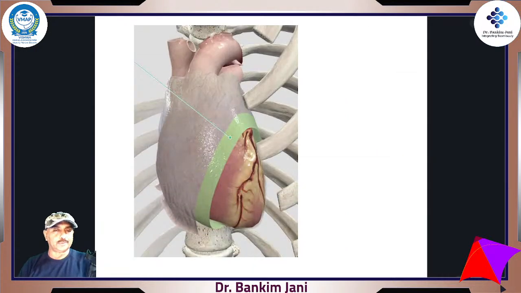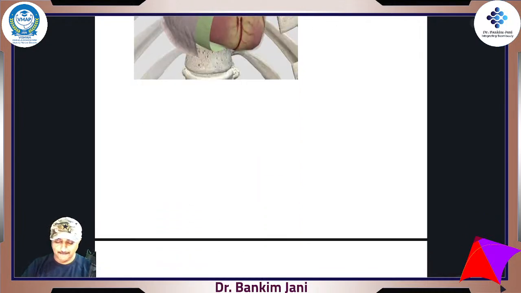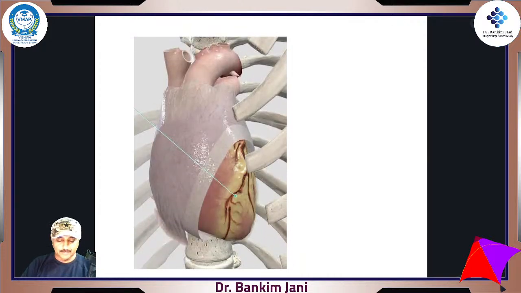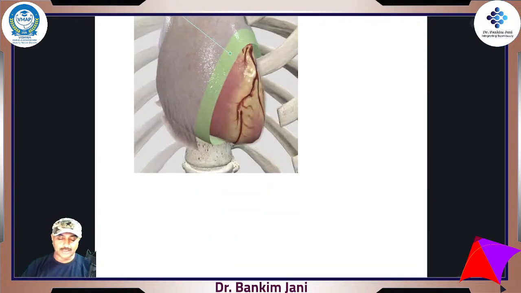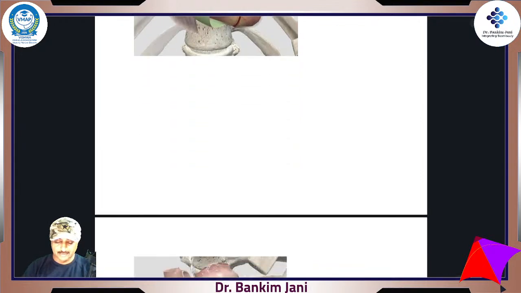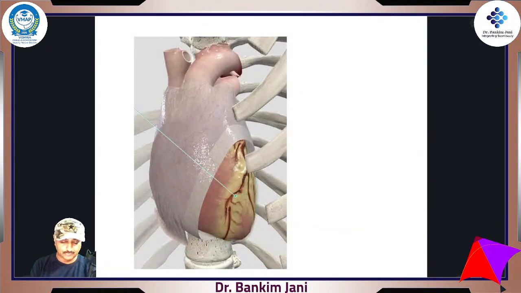So which layer is this? Right now you'll remember, but this is for practice, so I'll just put a star. This would be for practice. This arrow which is marked over here is the parietal, and the one below it is the visceral pericardium, part of the serous.